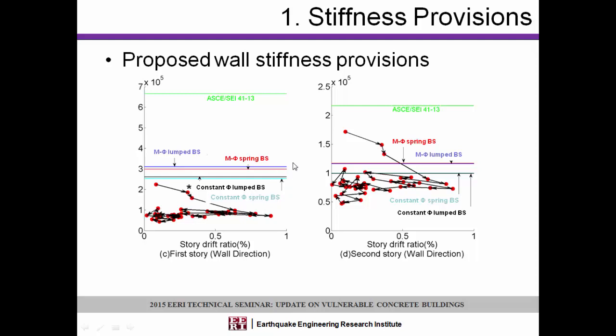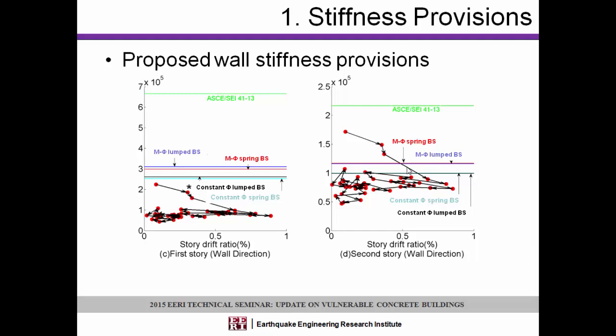I mean, they're fairly close to the point where we're looking for. At the first story and at the second story, we're spot on where we want to be. And you go up the stories, it also looks the same. So this proposal is now being balloted. I hope it will pass. It does make a big difference. The stiffness of the wall will change.